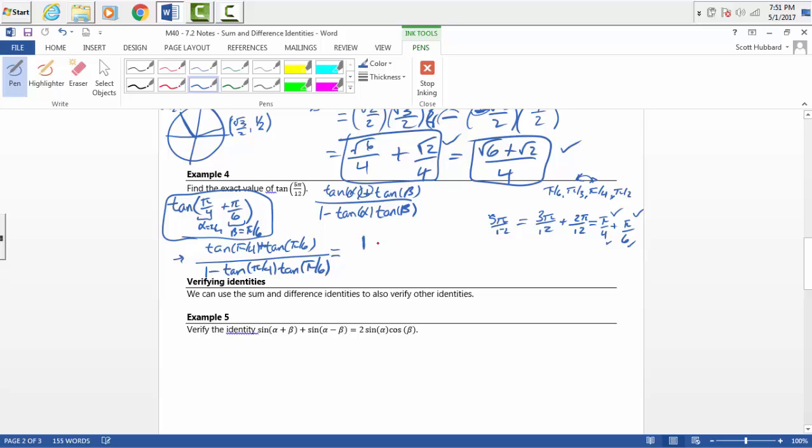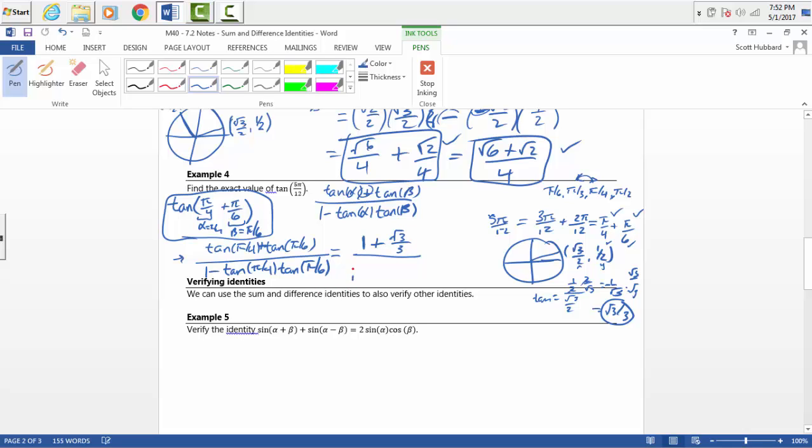And tangent is derived from the unit circle. So pi over 6 is right here. We draw root 3 over 2, comma 1/2. And tangent is y over x. So it's going to be 1/2 over root 3 over 2. That's going to flip up to 2 over root 3, which is 1 over root 3, which we can rationalize, and so it's going to equal root 3 over 3. So tangent at pi over 6 is root 3 over 3.